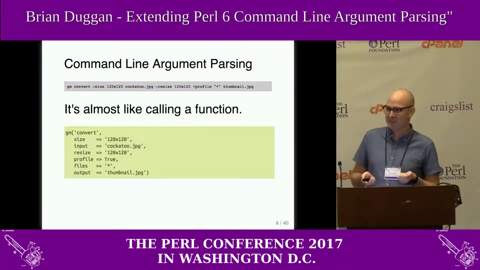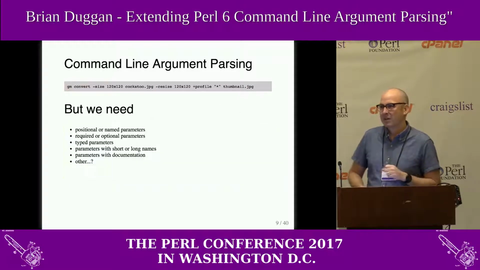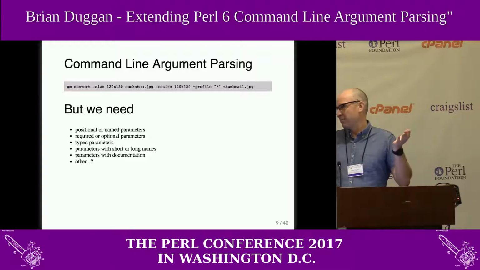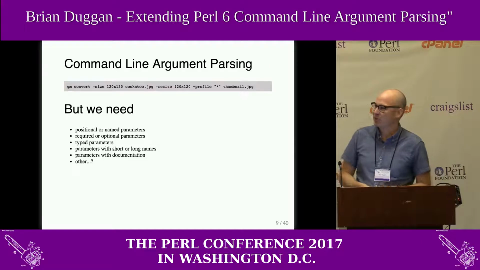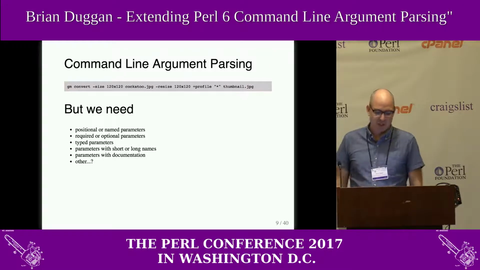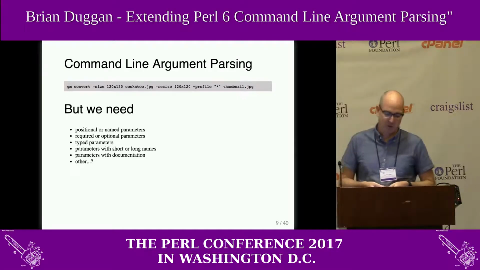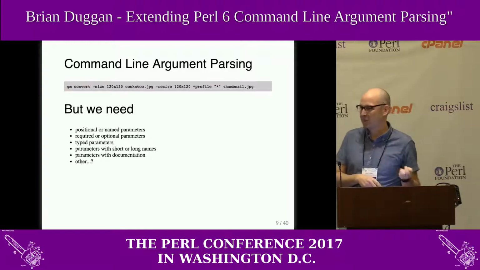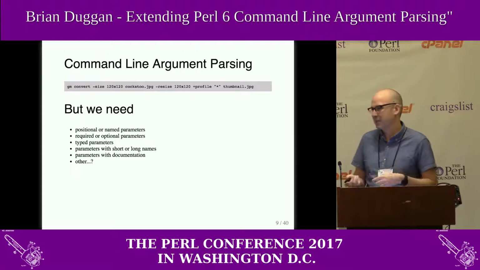The only thing that makes it different is that your function calls have to have a lot of semantics. You need positional or named parameters, because on the command line, sometimes you have things that are positional, sometimes you have options, which start with a dash. You may need some optional or some required parameters. You may also need support for types. For instance, some of the options that come in are Booleans, some are not. Short and long names, documentation.